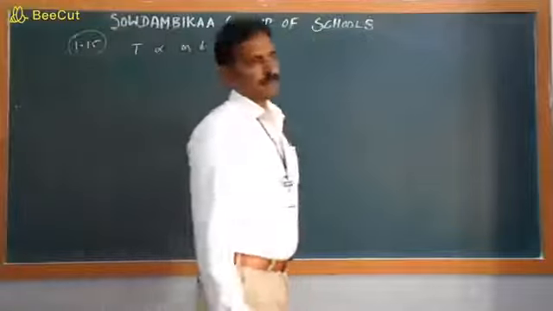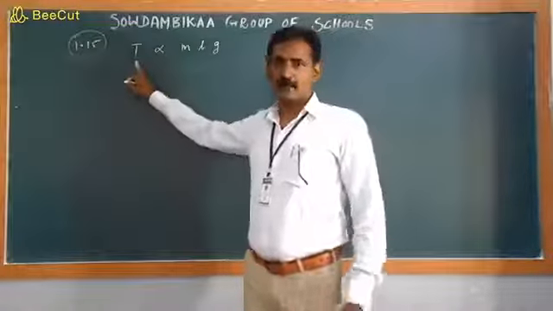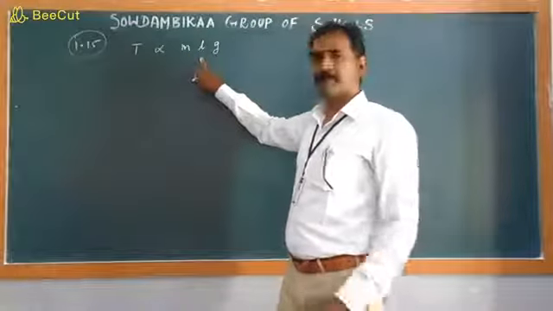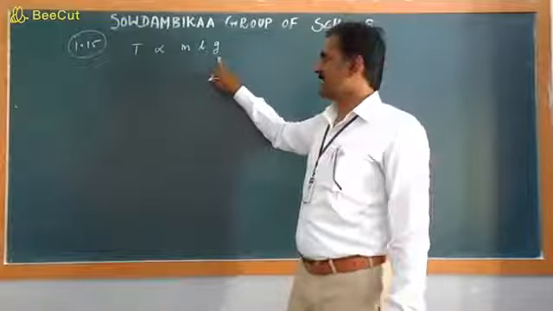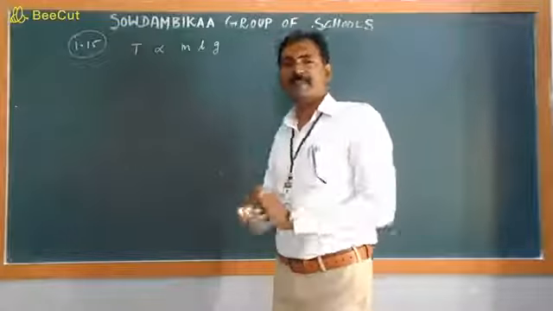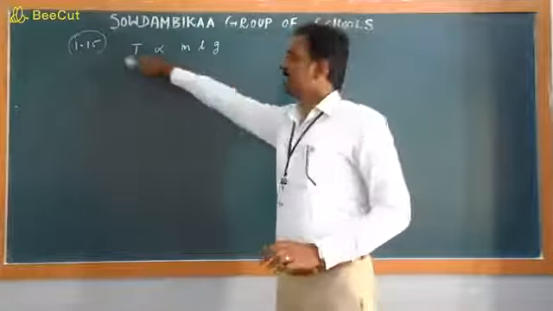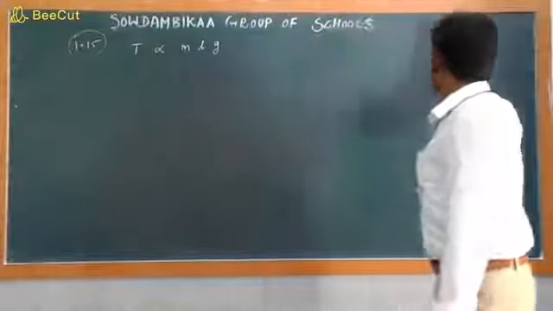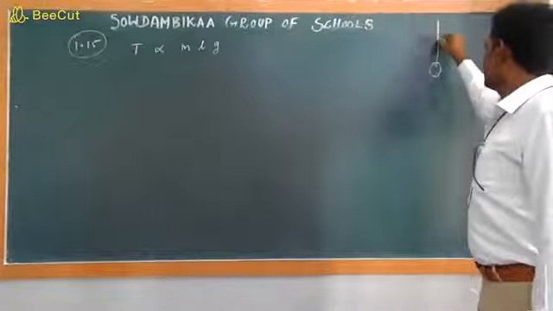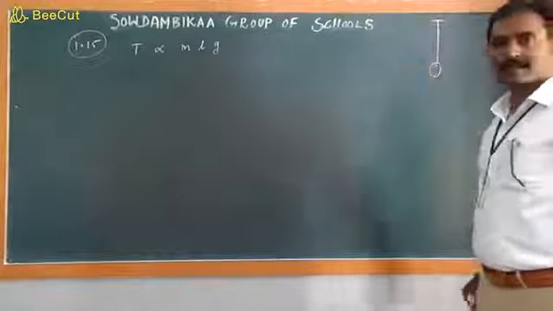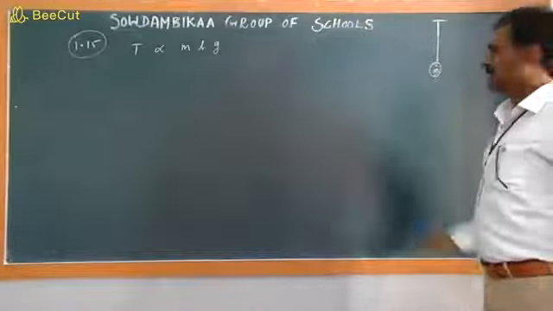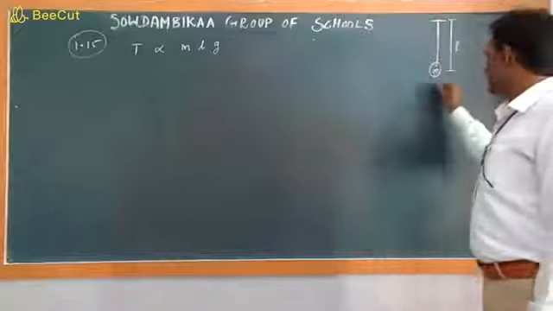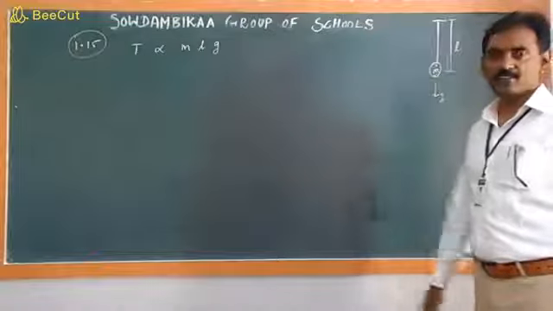The question is given: T, time period, is one quantity. Mass of the bob is also one physical quantity. Length of the pendulum is also one physical quantity. Then acceleration due to gravity at the place is also one physical quantity. Now we have to derive the relationship between the given physical quantities. You know that is a simple pendulum. This is the mass, the mass of the bob. Length means from the fixed point to the middle of the bob. That is L. And the acceleration due to gravity at the place is taken as g.